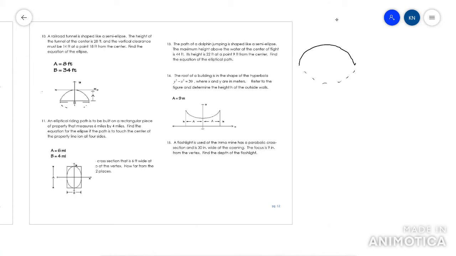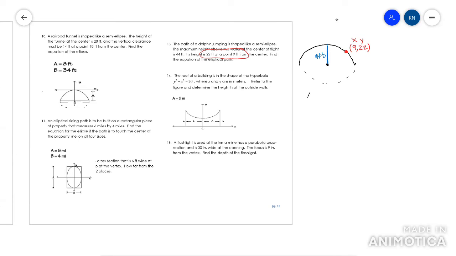All right, now we'll call this the center, and they say the max height is 44. What that tells you is this height is 44. Well, that's also your b value on a horizontal ellipse, okay? And then they tell me this coordinate right here, 22 feet at 9 feet from center. So right here, we'll say 9 feet from center, it was 22 feet high. That's an x, y coordinate.